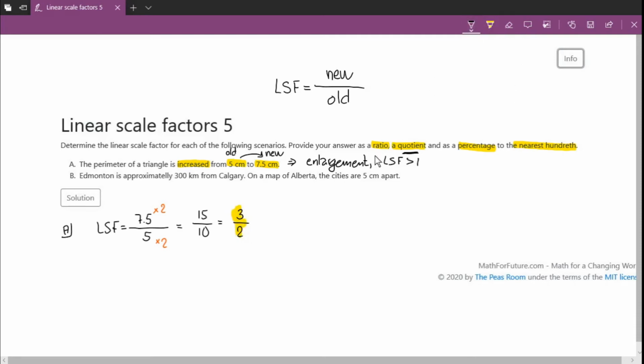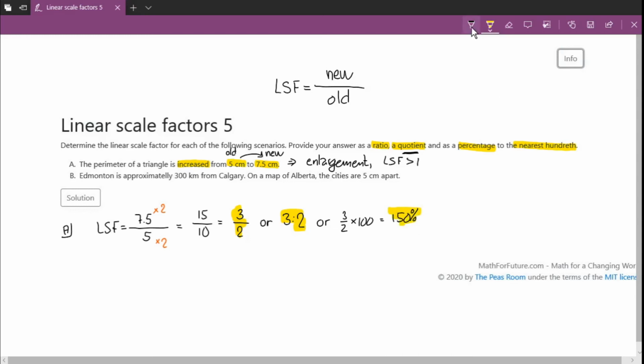They also want the answer as a ratio. That would simply be 3 to 2. That's our linear scale factor as a ratio. And then finally, as a percentage. So we would divide 3 divided by 2, which is 1.5, and multiply it by 100. So it's 3 divided by 2 times 100, and that equals 150%. So it's clearly an enlargement.